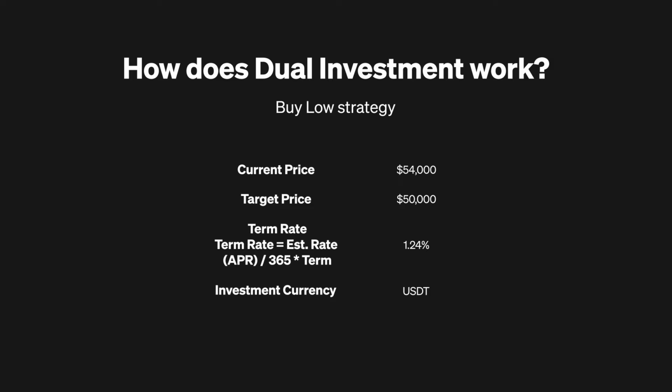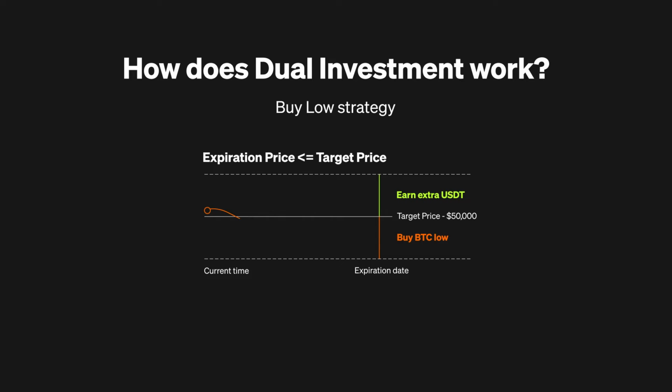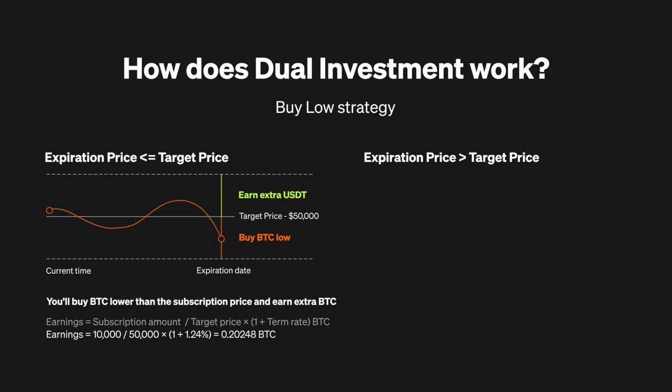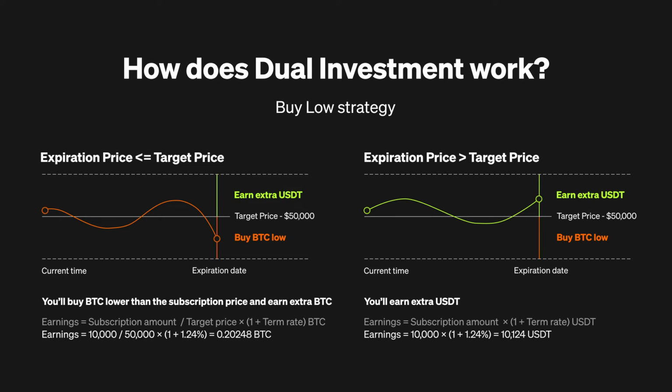You purchase a buy low product for 10,000 USDT, which has a term rate of 1.24%. The following scenarios are possible. Scenario 1. On the expiration date, if the expiration price of Bitcoin is less than or equal to $50,000, you will buy Bitcoin at the target price of $50,000 with no trading fees. Scenario 2. On the expiration date, if the expiration price of Bitcoin is above $50,000, you'll earn extra USDT.